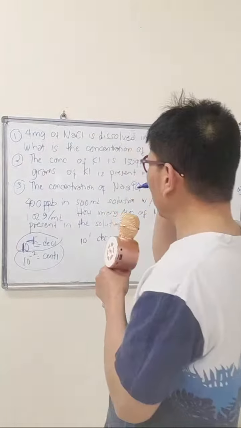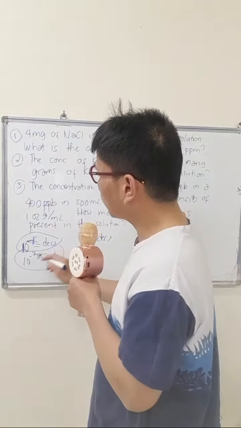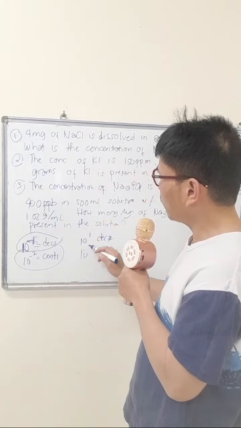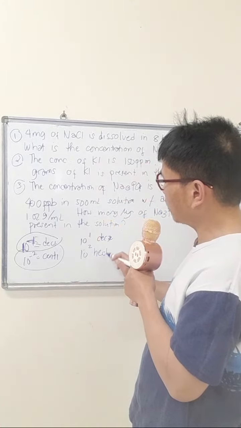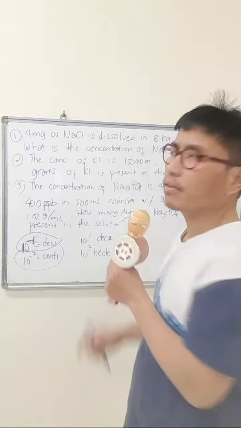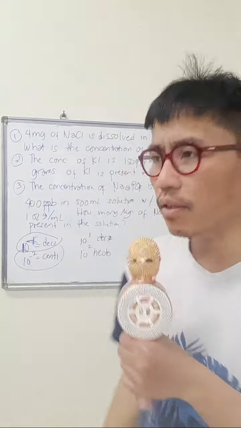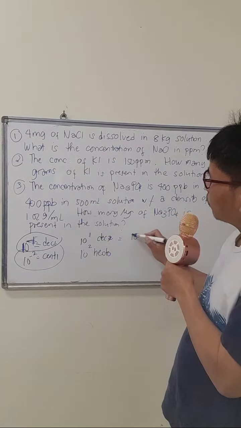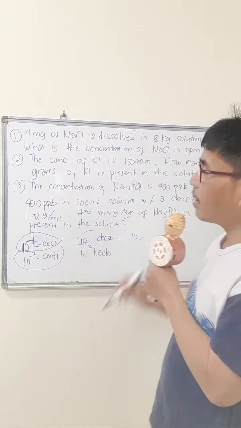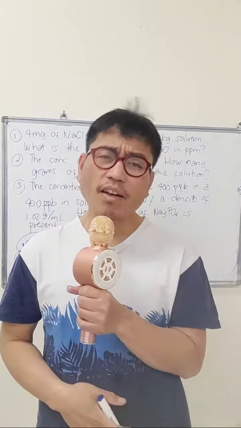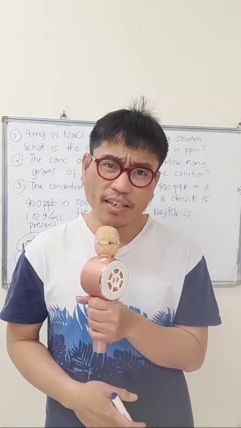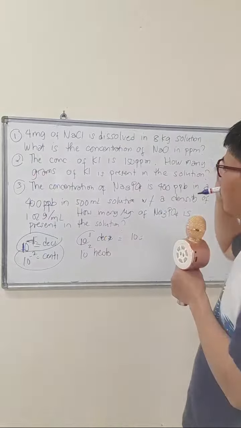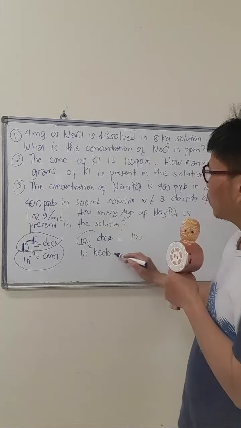So if I say 10 to the negative 1, then 10 to the negative 2 is centi, 10 to the 1 is deca, and 10 to the 2 is hecto. Deca means 10, because 10 to the 1 is simply equal to 10. That's why we have decagon, a polygon that has 10 sides, because of the prefix deca. And hecto is 10 to the 2, meaning 100.